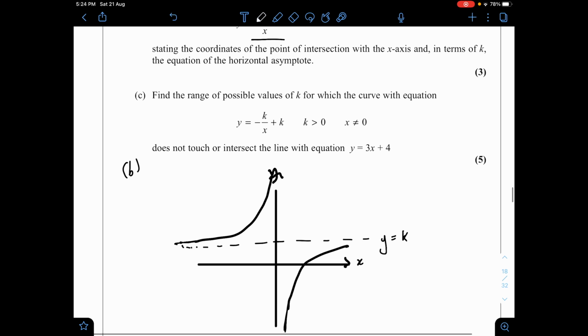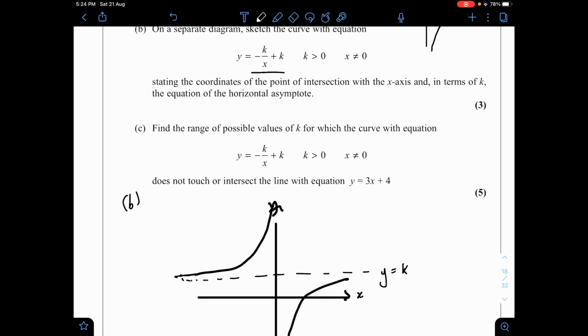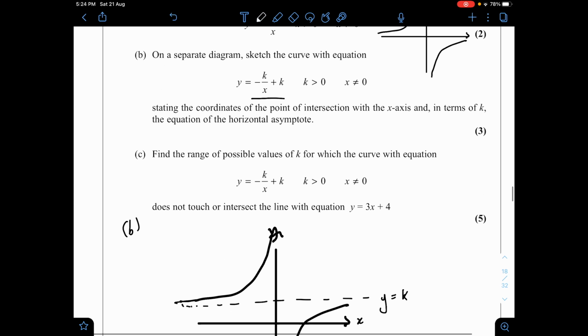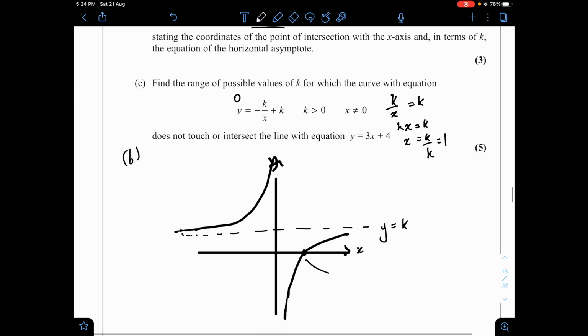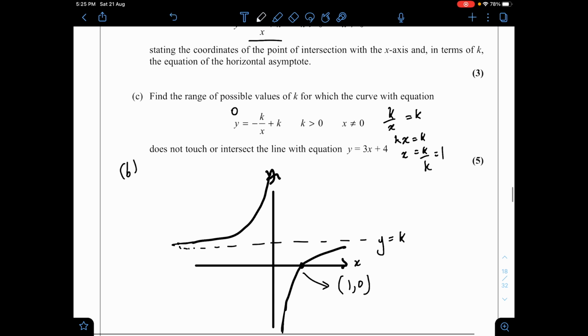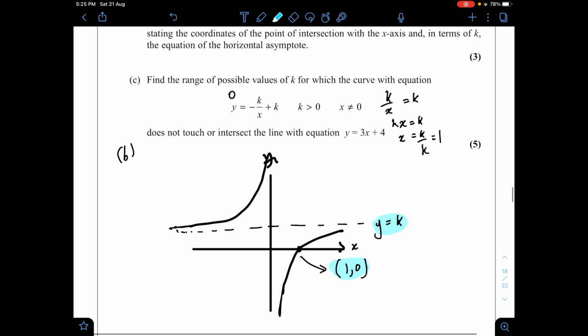What do we know about the coordinate of the intersection with the x-axis? What do you know about that? It's easy. What you have to do is just equate y to 0. So it'll be k over x equals k. So kx equals k, so x equals k over k, which equals 1. So this coordinate over here is (1, 0). So this is 3 marks: 1 mark for the asymptote, 1 mark for the coordinate, and 1 mark for the correct shape.